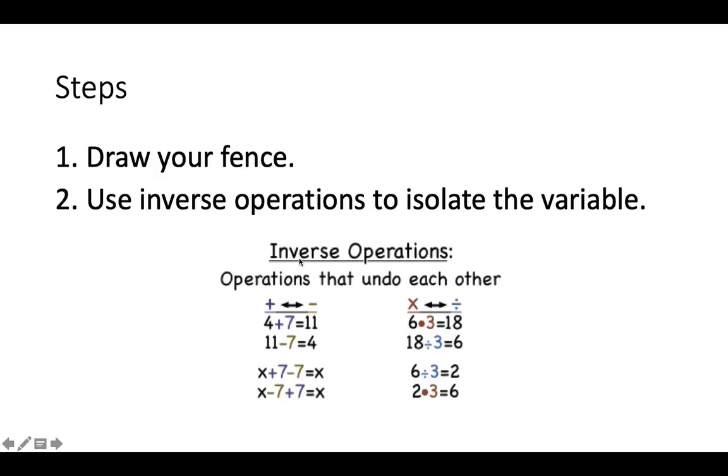sign. So, quick refresher, inverse operations are operations that undo each other. For example, addition and subtraction undo each other. You can see down here 4 plus 7 equals 11, and I can undo that by doing 11 minus 7 equals 4. Another set of inverse operations are multiplication and division, and again you can see some examples of multiplication and division undoing each other.